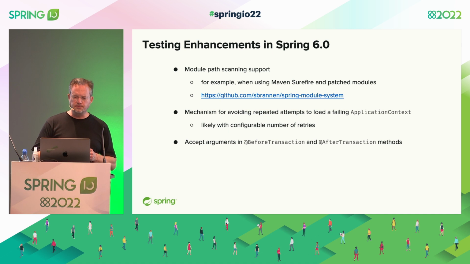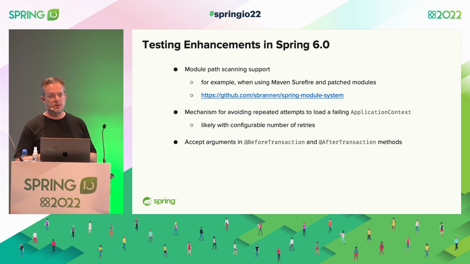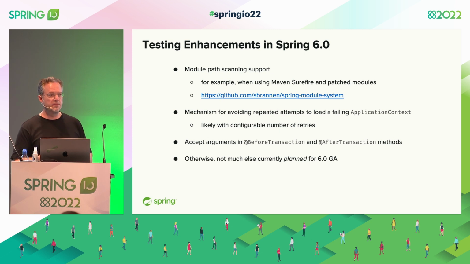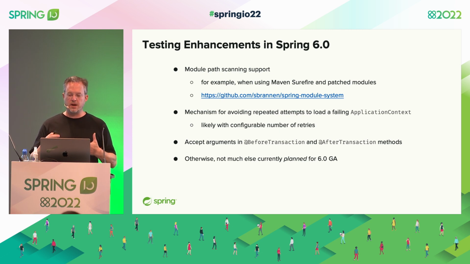Yep. Another thing, I mentioned this before, right? Because of this new feature in JUnit Jupiter 5.9, @BeforeTransaction and @AfterTransaction methods can now accept arguments, just like we saw with that @MethodSource example a few minutes ago. Otherwise, there's not much else currently planned for 6.0 GA in terms of enhanced testing support in Spring.